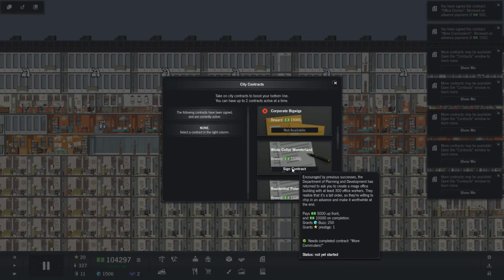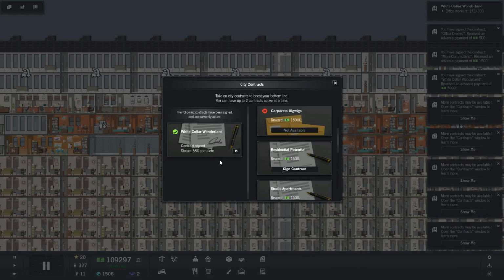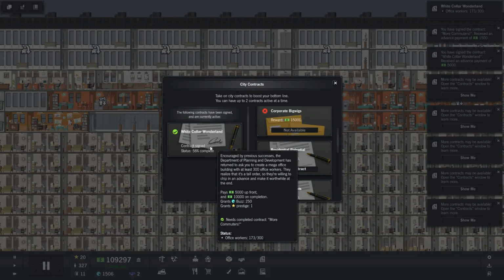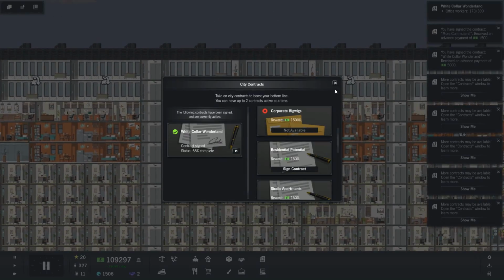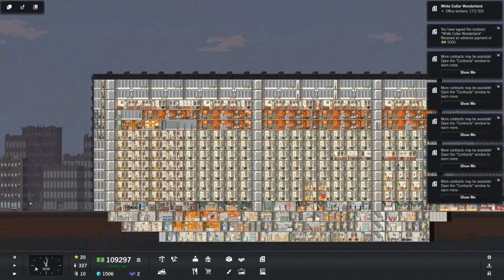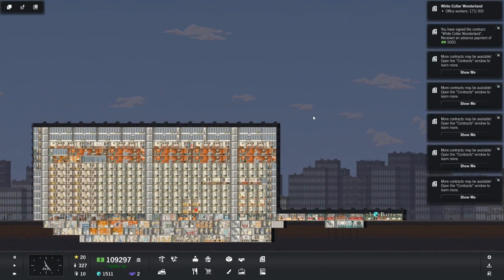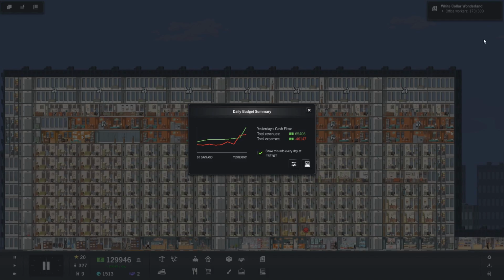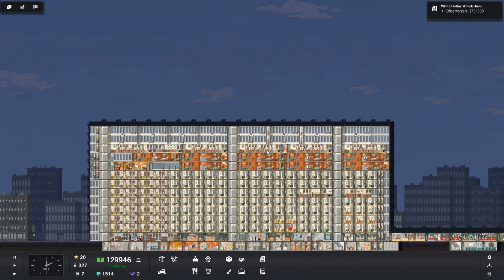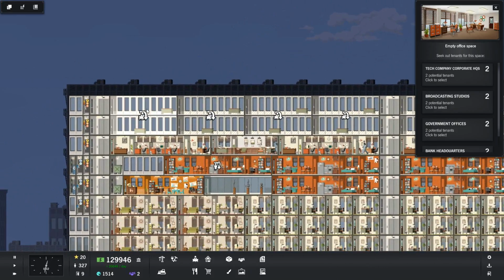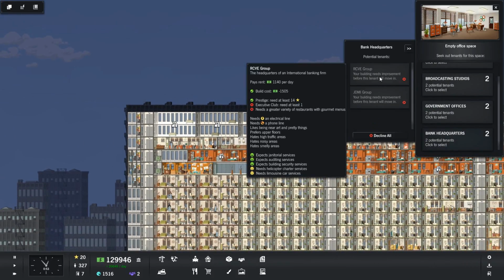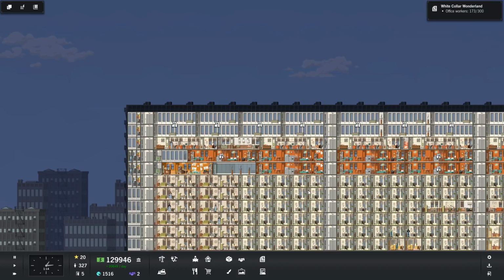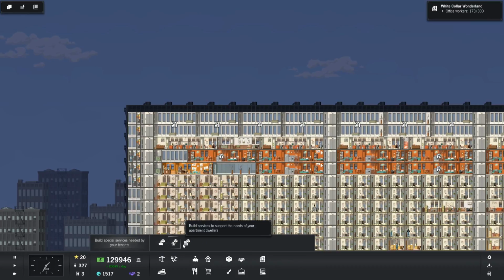150 office workers, 300 office workers. Oh, 58% completed. I only have 173 office workers, but I've got a population of 323. That's a lot of contracts I did, and a lot of money. How much am I on now? 129,000. Okay, so yeah, I need to go on to services.